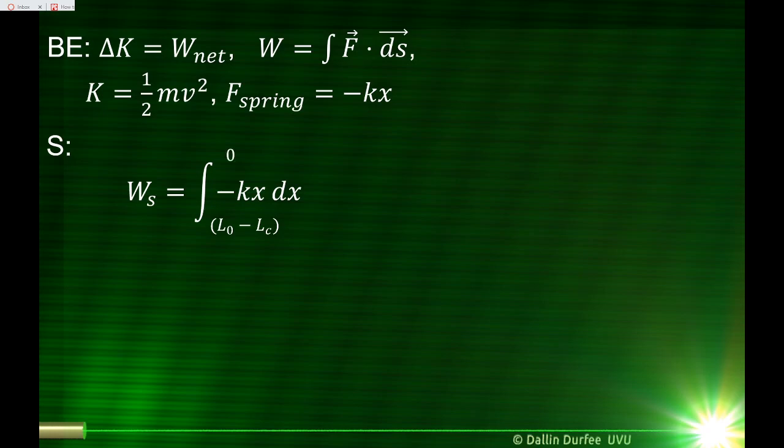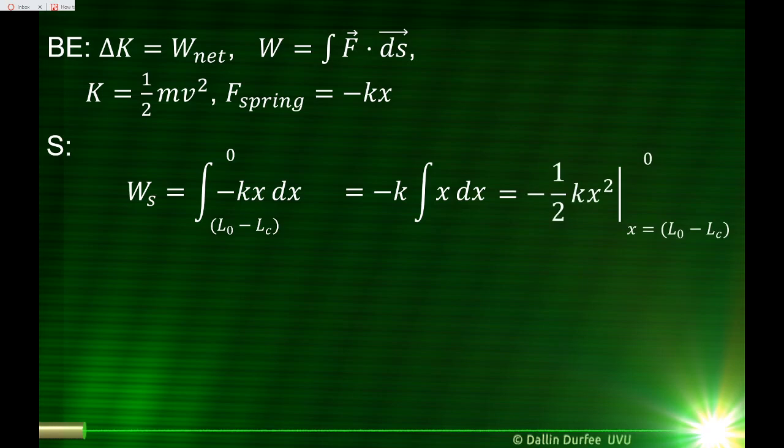X is 0. Okay? And of course, k comes out. And then we just have the integral of x. The integral of x is 1/2 x squared. So we do the integral, we get negative 1/2 kx squared, evaluated from x equals L naught minus LC to 0. Plugging those limits in, when we plug in 0 to our x squared, this whole thing becomes 0, and we're just left with 1/2 k (L naught minus LC) squared. So that's the work done by the spring.